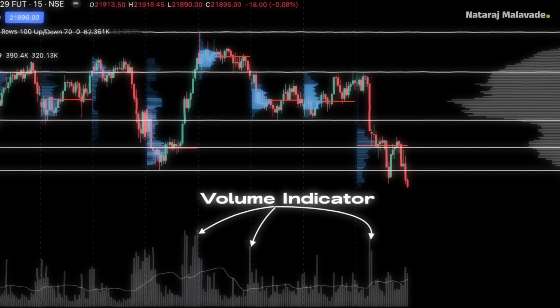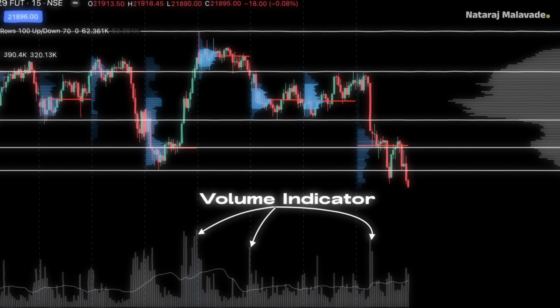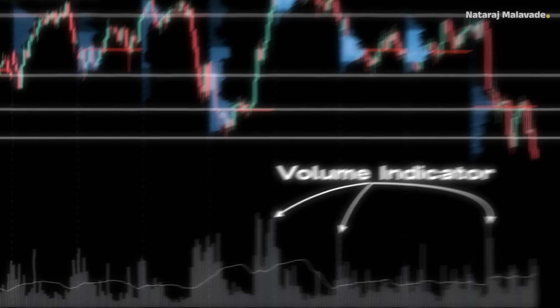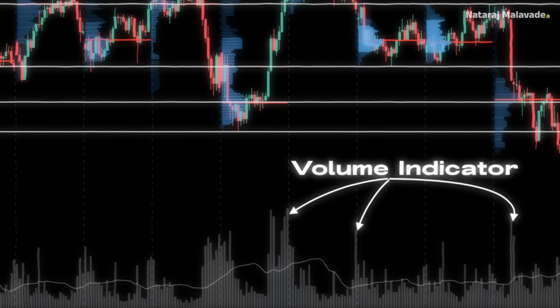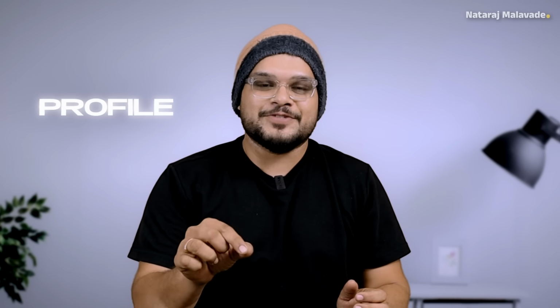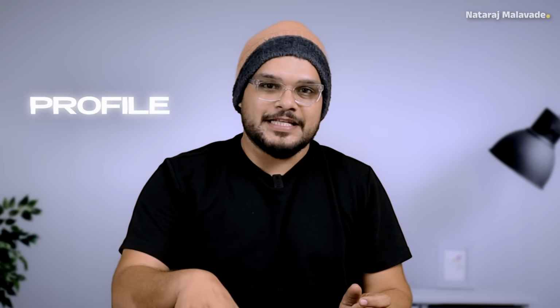This volume is recorded continuously with each transaction and is what we see in charts as the traditional volume indicator, a histogram at the lower level. It shows the total volume of transactions that happened for that specific period. But now let's move on to understand the concept of profile, and this is where things get a little bit complex and at the same time interesting.